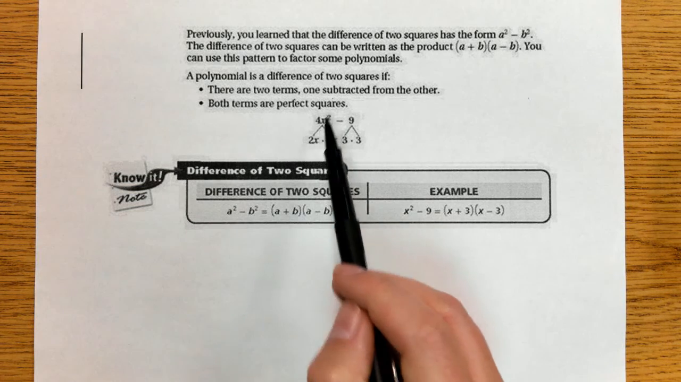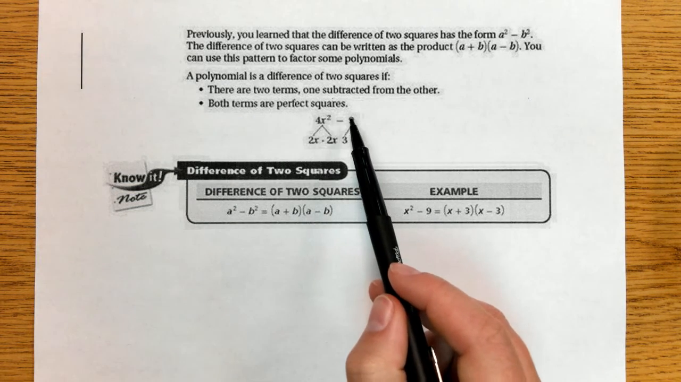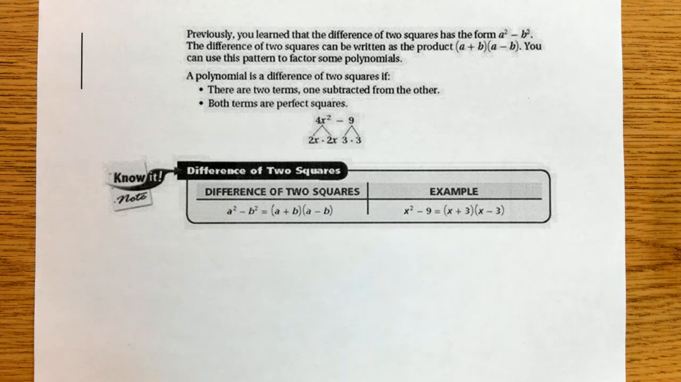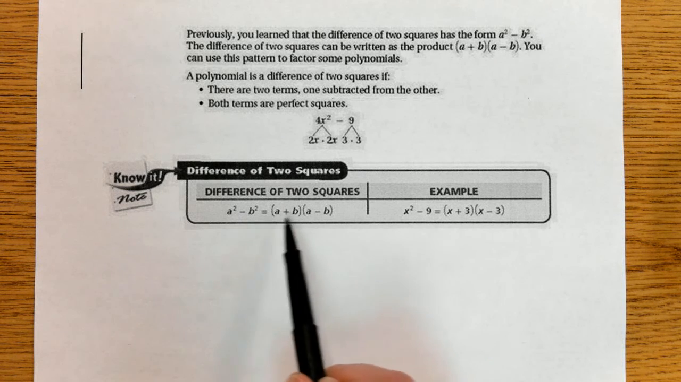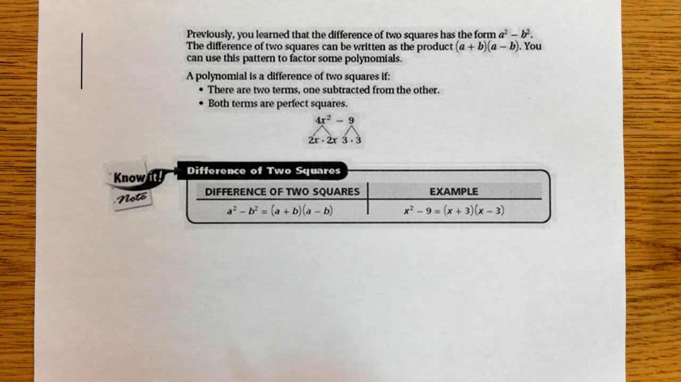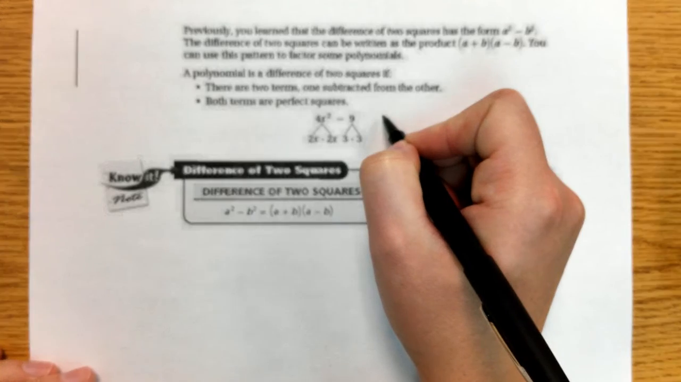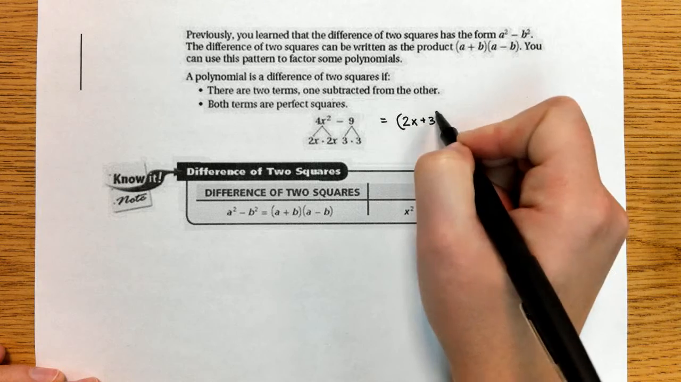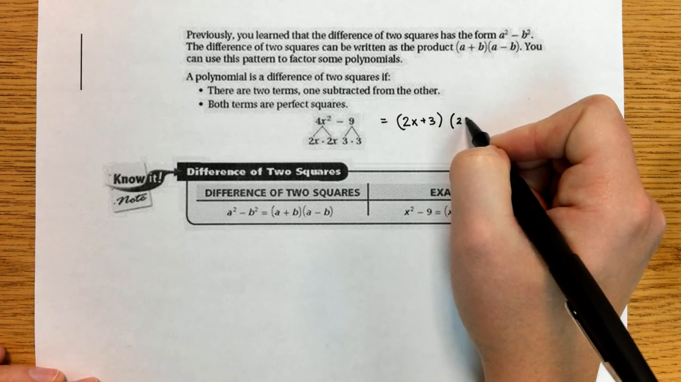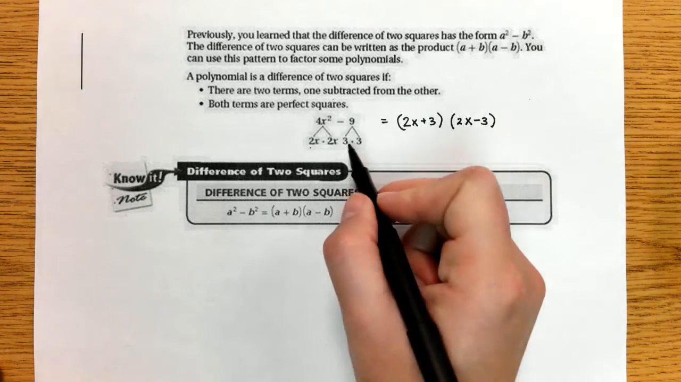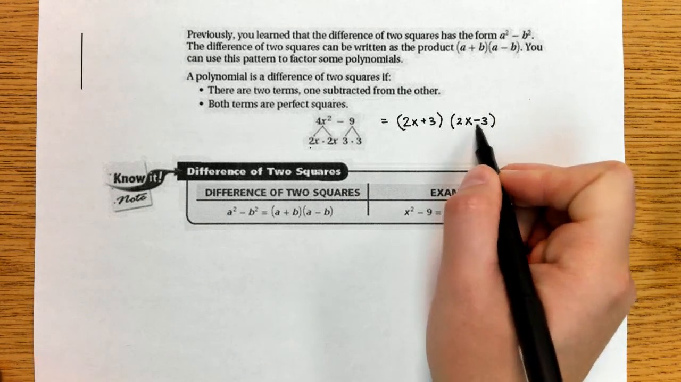So here 4x squared is 2x times 2x, and then 9 is 3 times 3. So we have two terms here. The first term and the second term are both perfect squares. So when we have two perfect squares, we can rewrite this as a difference of two squares, where I had the a plus b times the quantity a minus b. So this you would rewrite as 2x plus 3 times the quantity 2x minus 3. So you're taking your first term, second term, and then you have an addition sign and a subtraction sign.